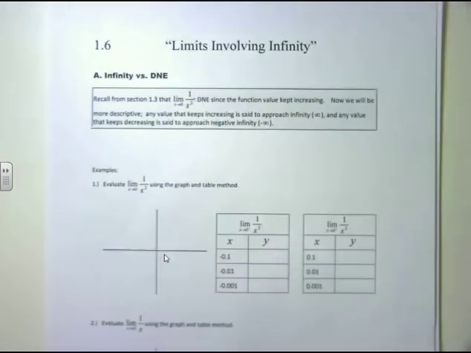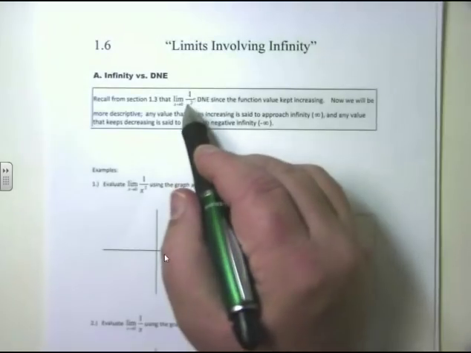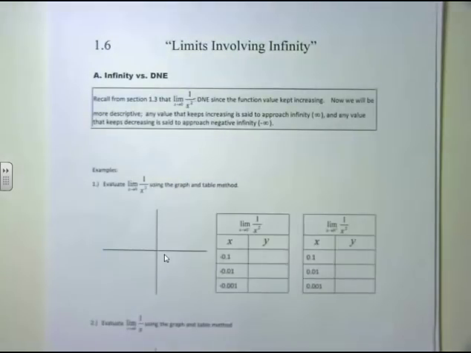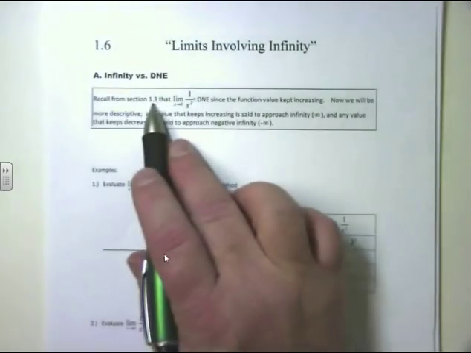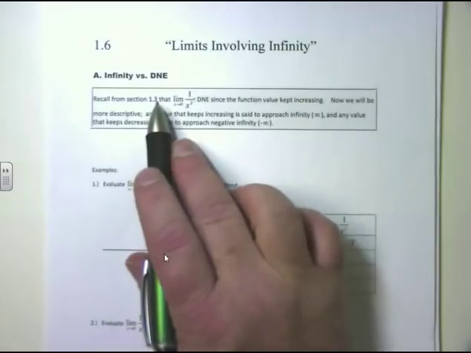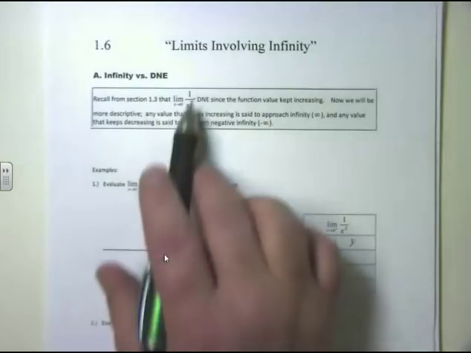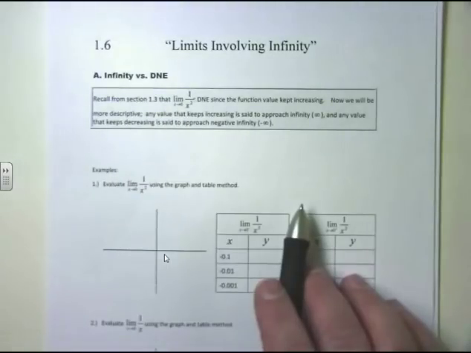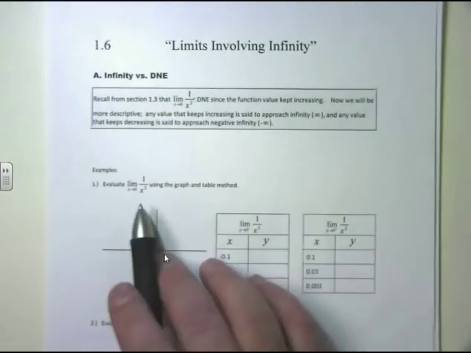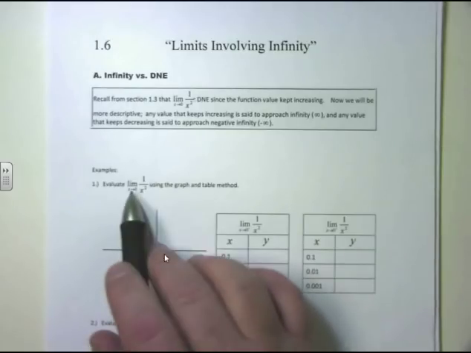Now, 1 over 0 is different from the 0 over 0 indeterminate form. A number divided by 0 does not exist. That's what we talked about and made a definition in section 1.3. But in section 1.6, we are going to go back and re-look at this type of problem. So, to really analyze a limit, we're going to remember what limit means.